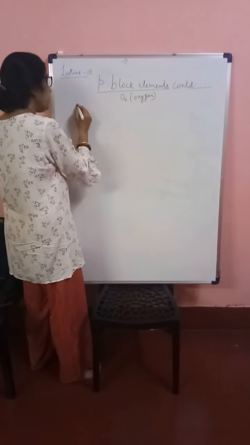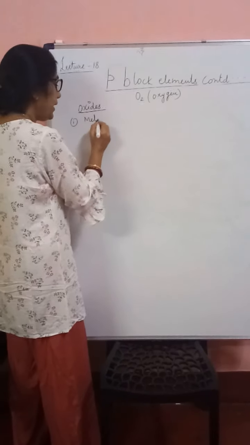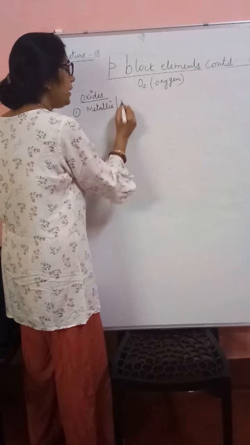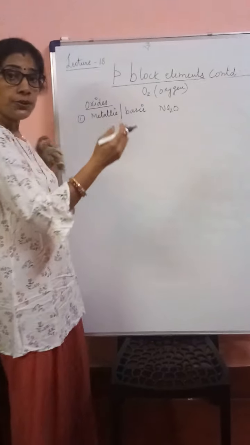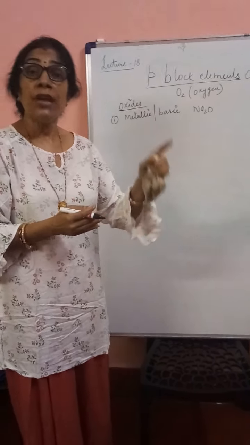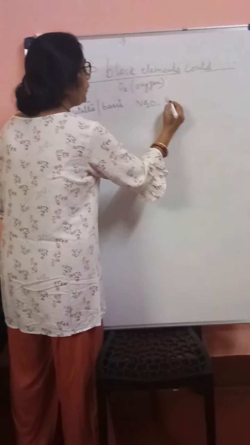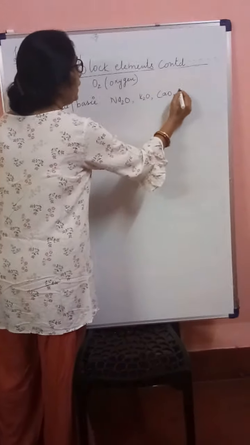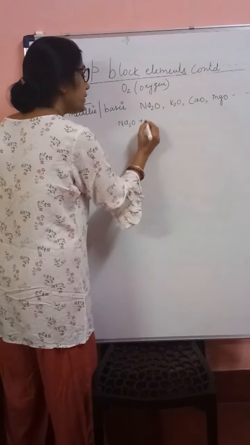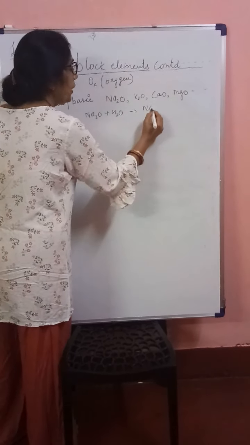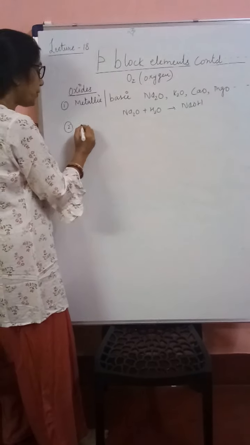So I'll give you the examples of oxides. First is metallic, and as you all know, metallic oxides are basic oxides because upon dissolution in water they form bases, rather water soluble bases which are known as alkalis. So Na2O, K2O, calcium oxide, magnesium oxide, and so on. Anyone you take, upon dissolution in water they form bases, that is alkali actually. So these are metallic oxides.